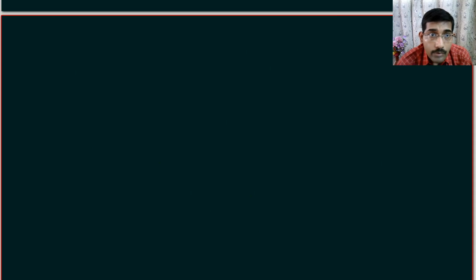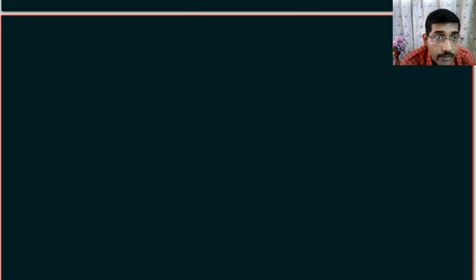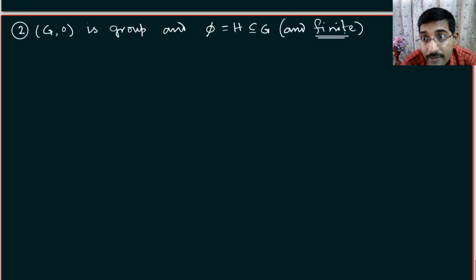The second property of subgroup. So here is one property, we are going for the second one. This is very interesting since we had two conditions here. Now we can relax it. We say that G with operation O is a group and H is a non-empty subset of G, and this is finite. So this is a new assumption that we make, that is the finiteness assumption.